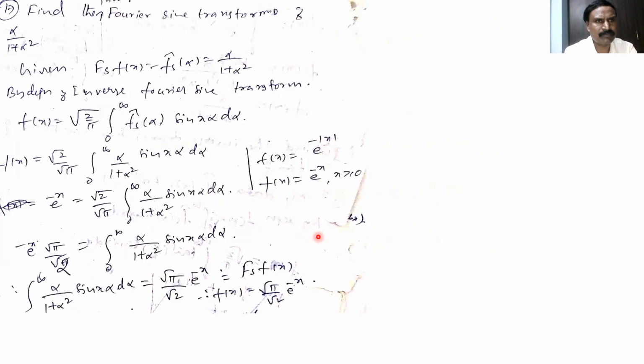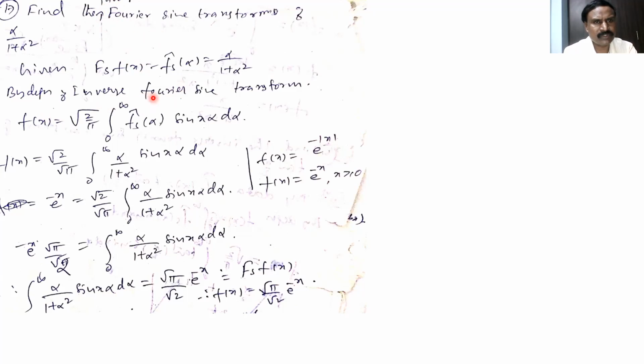Now one more example. Find the inverse Fourier sine transform of α divided by 1 plus α². Given Fs(α) equal to α divided by 1 plus α², here we must find the inverse. The inverse is there, the arrow mark; it is not seen, but it is the inverse.